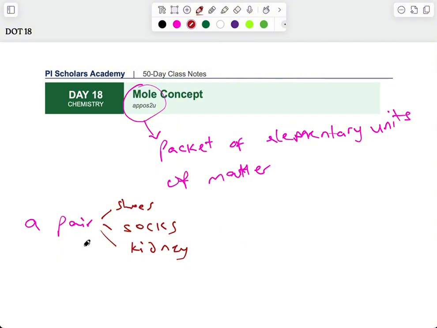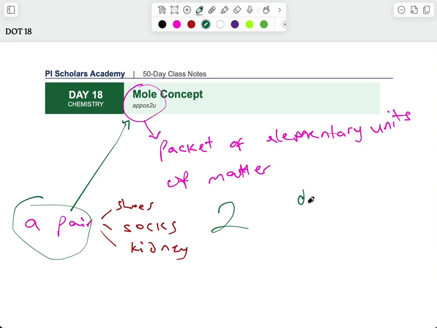So the moment you mention a pair of something, the next thing that comes to your mind is that you're going to have two of those things. It does not matter which one is heavy, it does not matter the nature of that thing, it does not matter which one is lighter. Once you mention a pair, what comes to your mind is how many of those things are going to be there. So you begin to see that when we talk about mole, what should be coming to your mind is actually about how many as well.